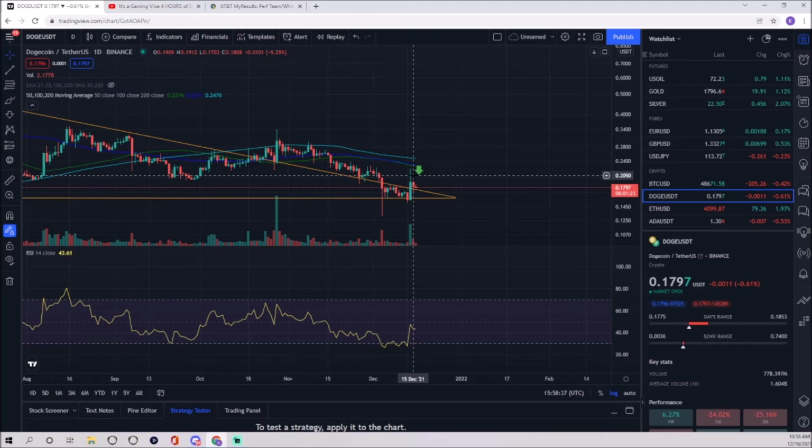Now, everyone's asking, all right, I'm getting hyped up, Kev. When's this going to happen? Because Dogecoin's been sitting in the same long accumulation phase for a very long time.